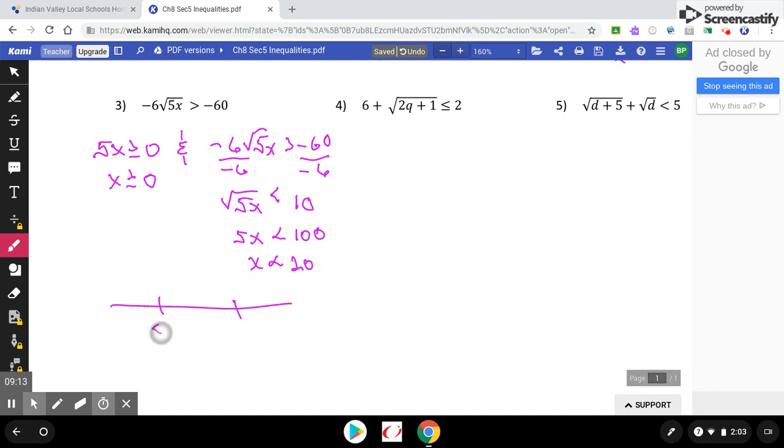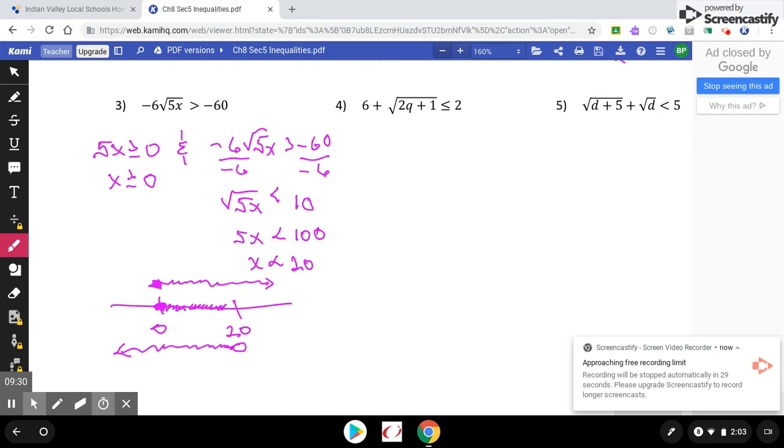Number line, 0, 20. First answer, shade to the right. Second answer, open circle, less than, shade to the left. Where do they overlap? Now again, the 0 originally had a closed circle, so that's why I'm going with that. The 20 originally had an open circle. So bracket for the 0 because it's a closed circle. Where does the shade end? It ends at 20. 20 does not have a closed circle, so I go with parenthesis.